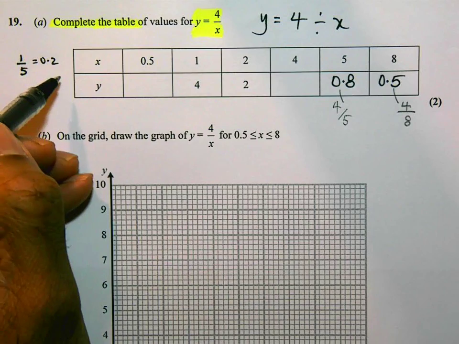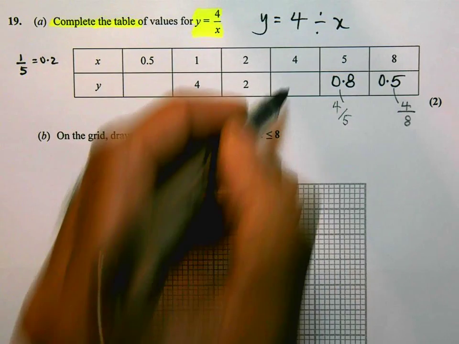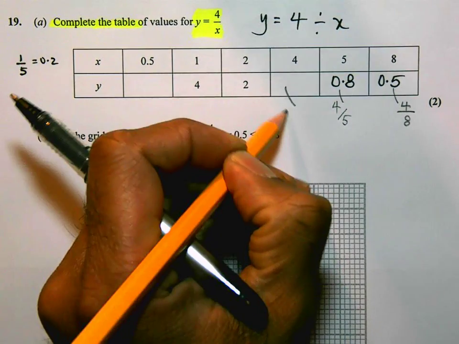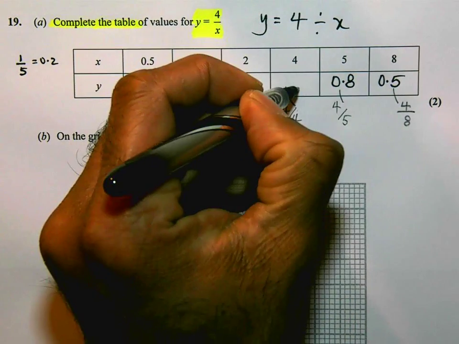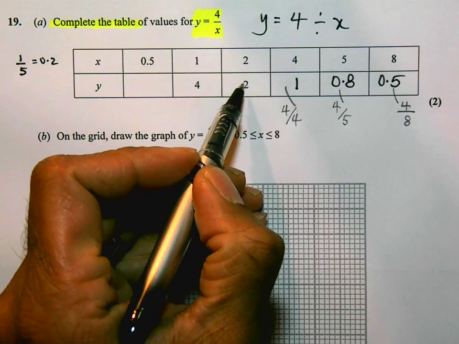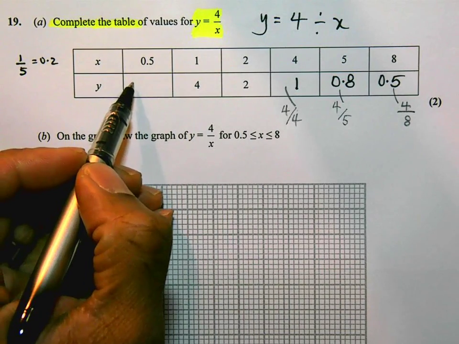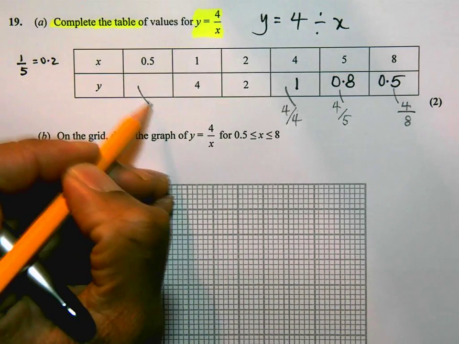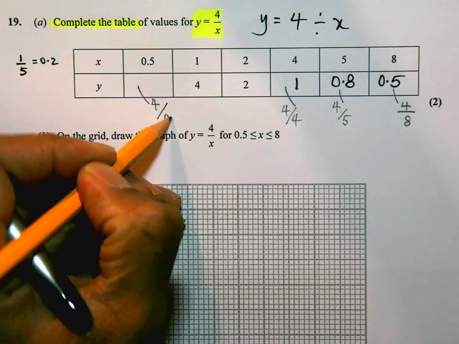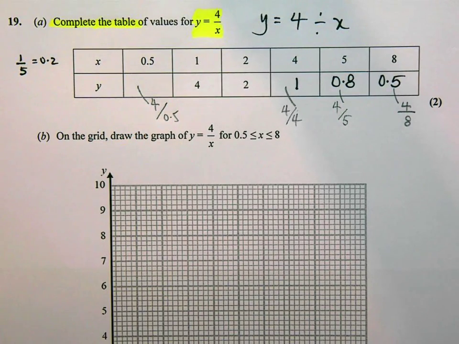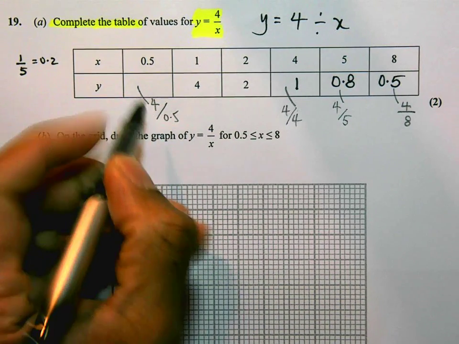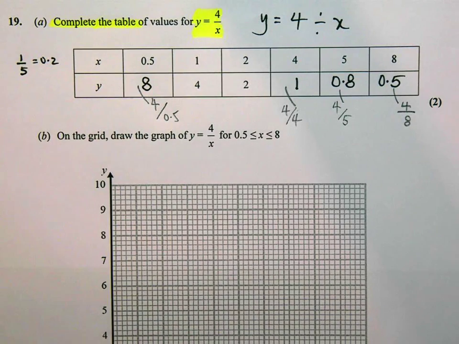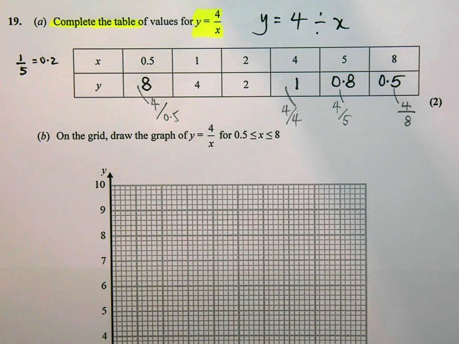The next one is 4 divided by 4, which is 1. They've given us the other two, and then I've come to this last one here, which is 4 divided by 0.5. How many halves are there in 4? Think about that as how many 50p's are there in 4 pounds? The answer is 8. Okay, so that's my completed table there.